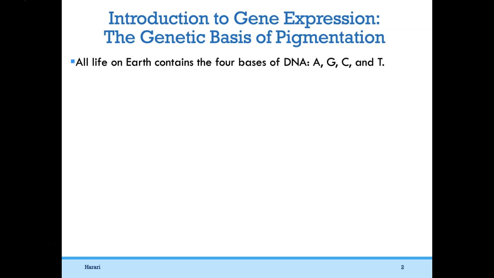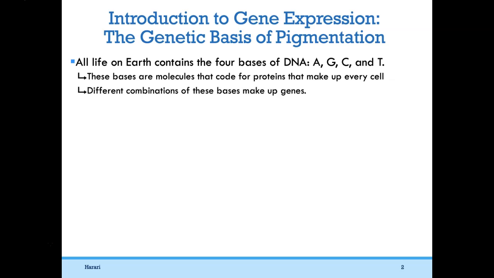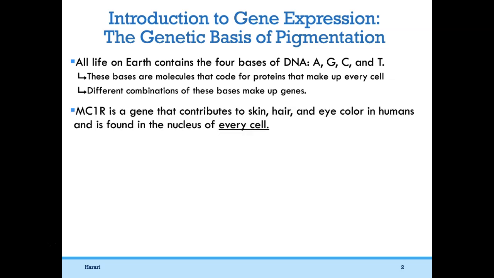We discussed in the past two chapters that all life on Earth contains the same four bases of DNA. We have adenine, guanine, cytosine, and thymine. And together, these four bases are molecules that make up the genetic code that encodes for proteins that make up every cell in our body. Different combinations of the A's, T's, C's, and G's make up every gene in our genome, right? And we have about 20 to 30,000 genes that code for proteins.